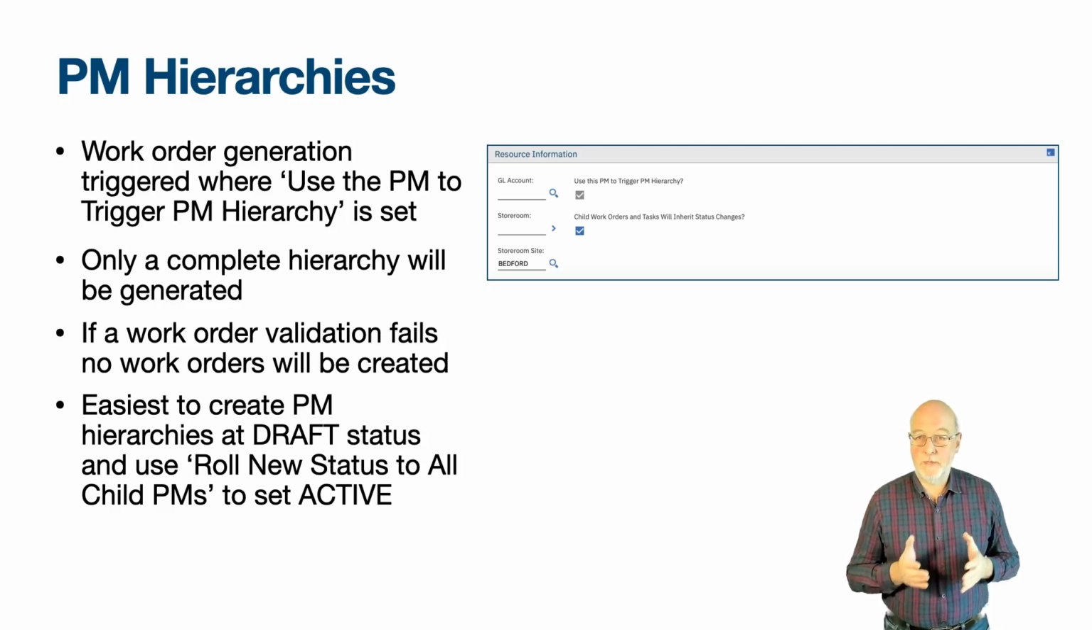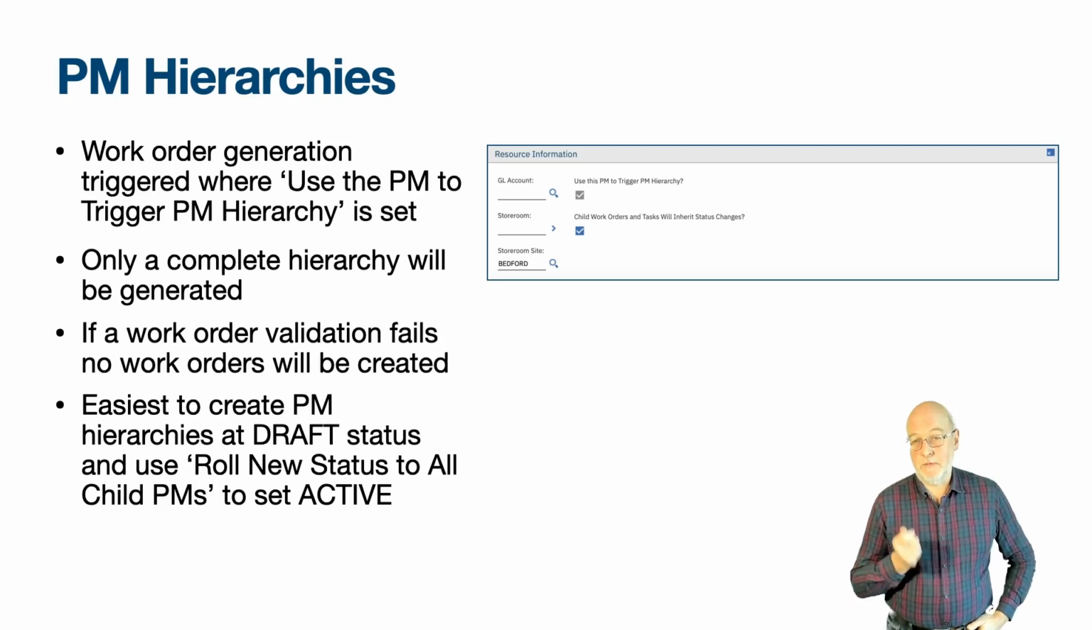When you change status to active, the Change Status dialog has a field for Roll New Status to all child PMs. This can be easily applied from the PM at the top of the hierarchy. If you start elsewhere, you may run into error messages like BMXAA3149E: cannot change status to active for PM1038 when the parent PM1037 is draft. Maximo wants all the PMs in the hierarchy to be at the same status.